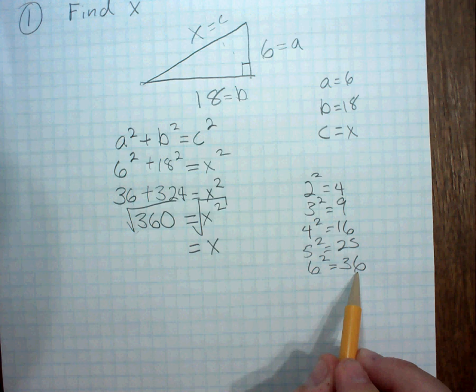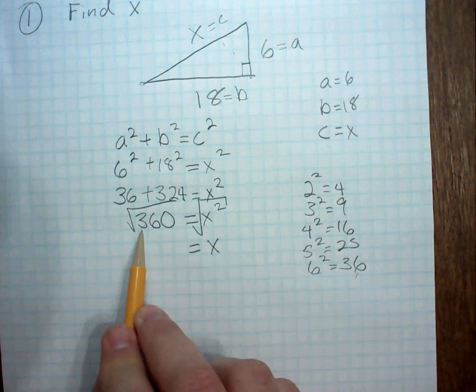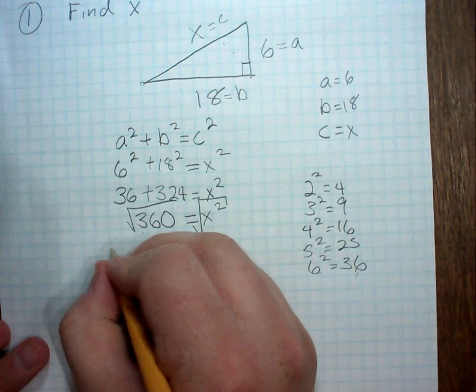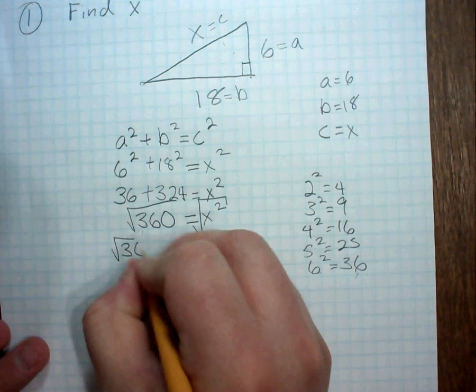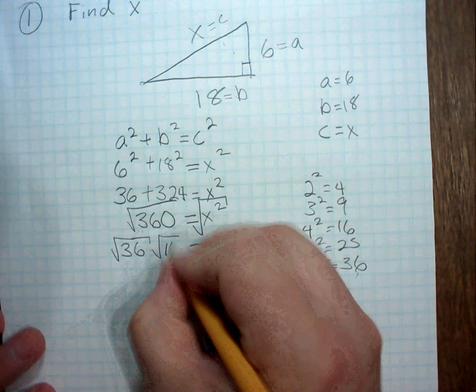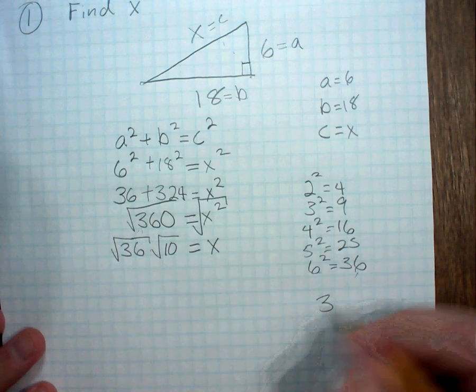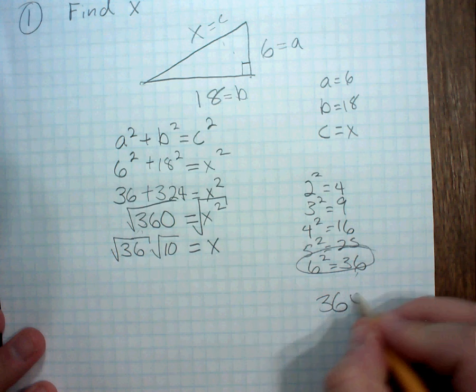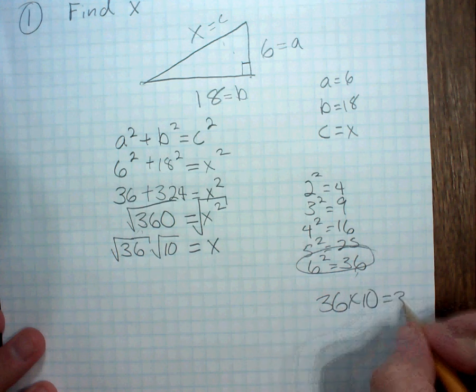6 squared equals 36. And I'm going to stop there. I noticed that 36 goes into 360 10 times. In other words, I could think of this as the square root of 36 times the square root of 10. Where I get that from is that 36 times 10 equals 360.